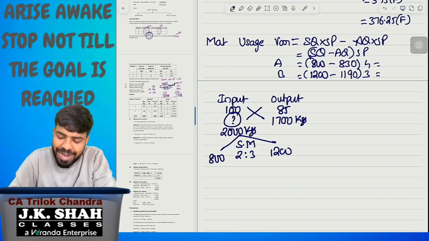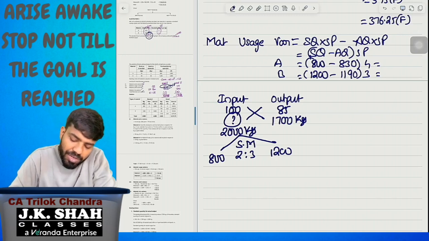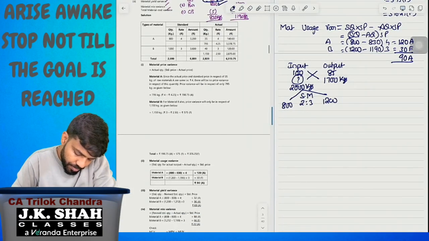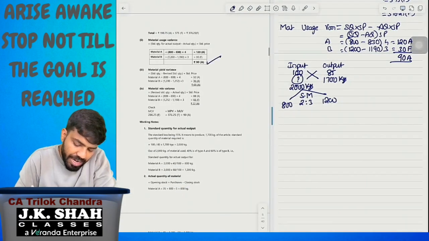800 minus 830, minus 30 into 4, minus 120, that is 120 adverse. 1200 minus 1190, so 10 into 3, 30 favorable. Net amount is 90 adverse. You can cross check the answer. Look at here, 90 adverse.